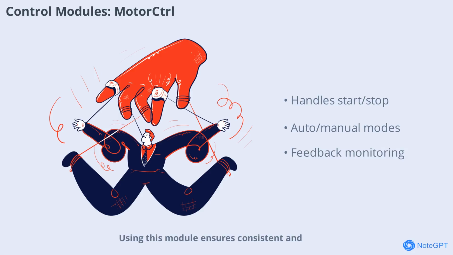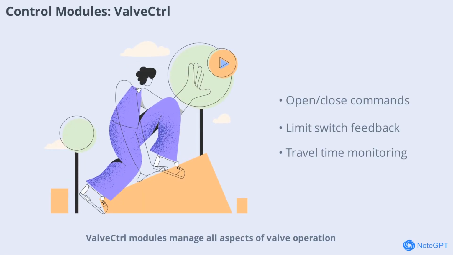Using this module ensures consistent and reliable motor operation across your plant. When studying your project, review each motor control instance to confirm it is configured correctly and linked to the appropriate field devices and logic. Valve control modules manage all aspects of valve operation, including open-close commands, limit switch feedback, travel time monitoring, and modulating control.